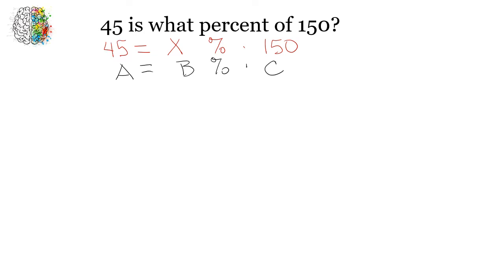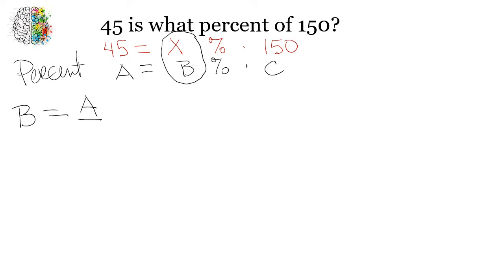So in this problem, I'm going to be solving for B, my percent. We want to remember that when I'm solving for B, my equation is going to be the portion divided by the total amount multiplied by 100. So my portion A is 45.